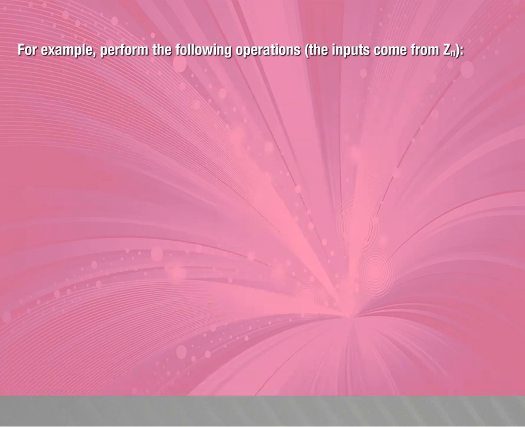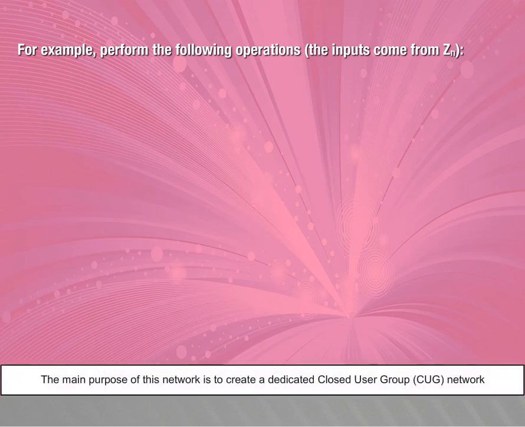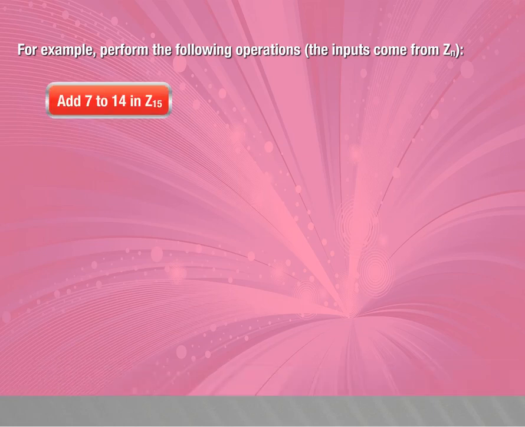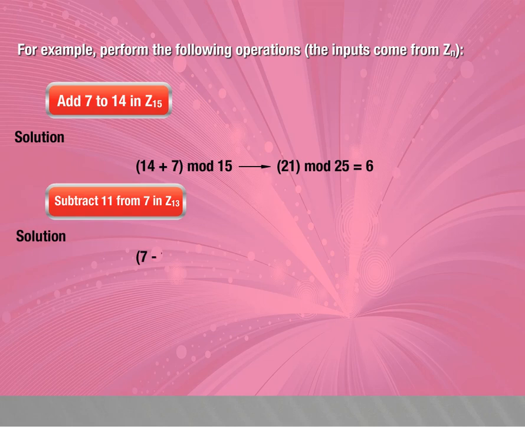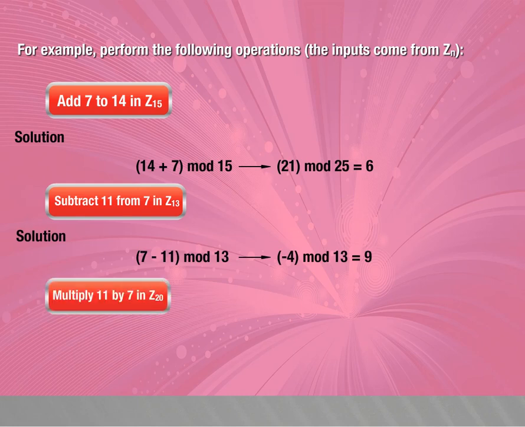For example, perform the following operations. The inputs come from Zn. Add 7 to 14 in Z15. Solution: (14 + 7) mod 15 implies 21 mod 15 is equal to 6. Subtract 11 from 7 in Z13. (7 - 11) mod 13 implies -4 mod 13 is equal to 9. Multiply 11 by 7 in Z20. (7 × 11) mod 20 implies 77 mod 20 is equal to 17.